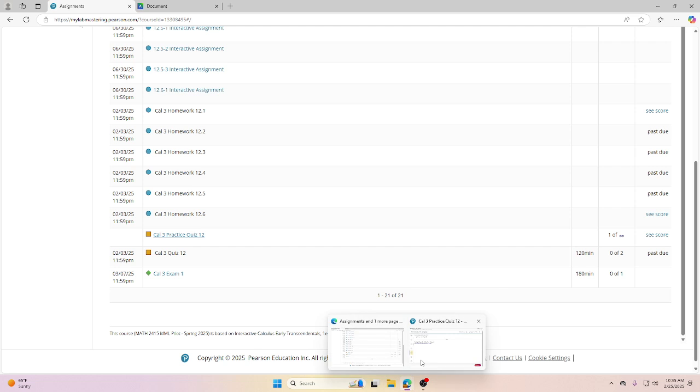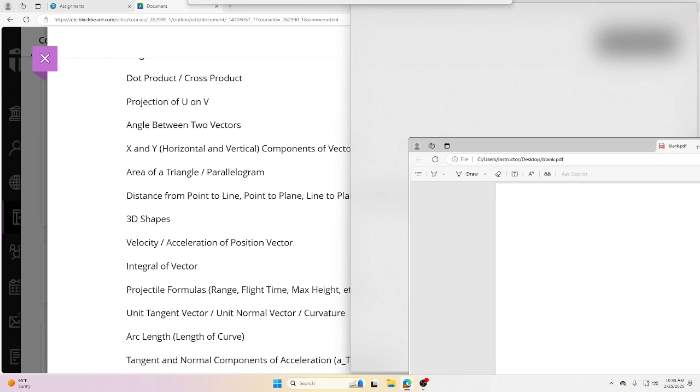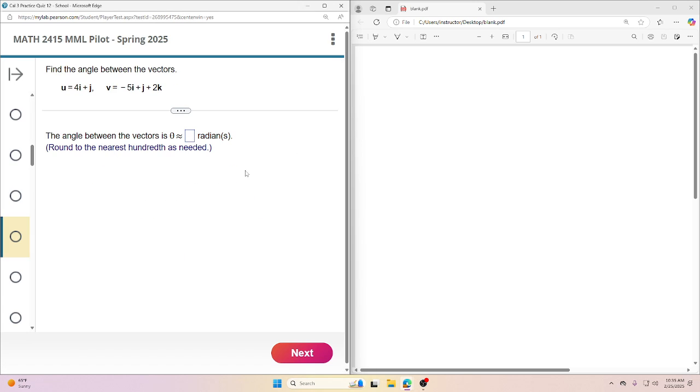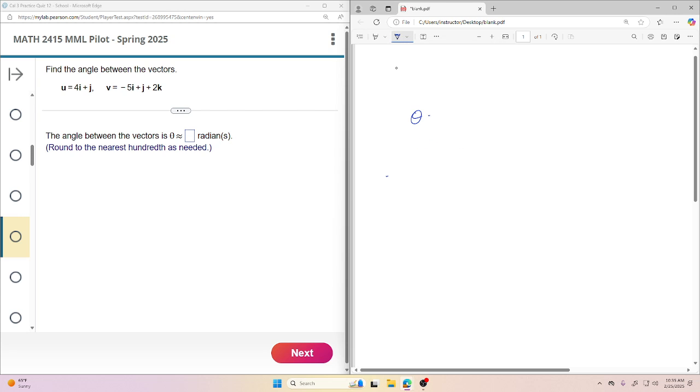Let's go back and do some more math then. I keep taking it on and off. This one here. Okay, angle between two vectors. This one's super easy, if y'all are okay with it. Arc cosine of the dot product, and you can almost just do the dot product just looking at it, right?